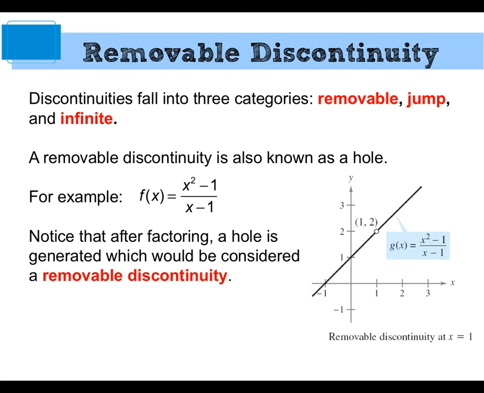I'm not really sure what the AP board is going to look for on the test. If they ask you for the type of discontinuity, I don't know if they would accept hole as an answer. I think you would have to use the term removable discontinuity, so you have to know that term. We've talked quite a bit about holes in graphs, so I don't know if we need to spend more time on it. Does everybody understand this first one?